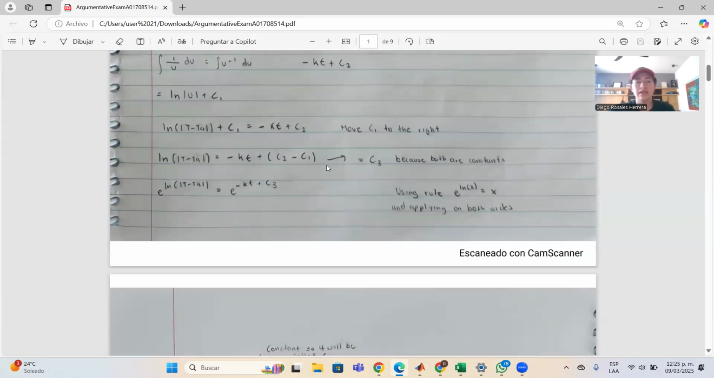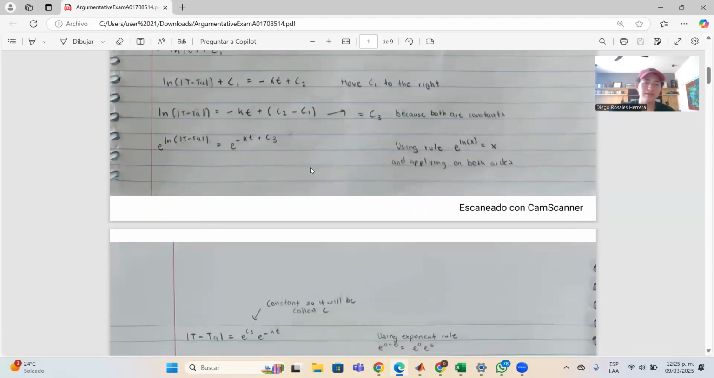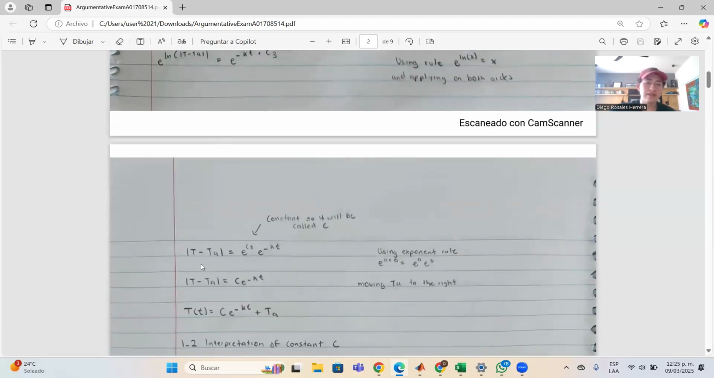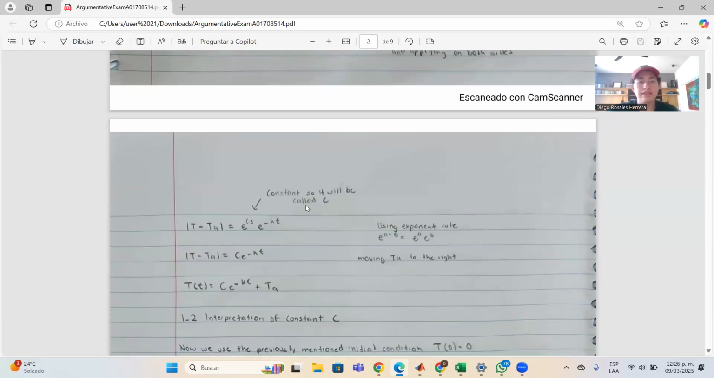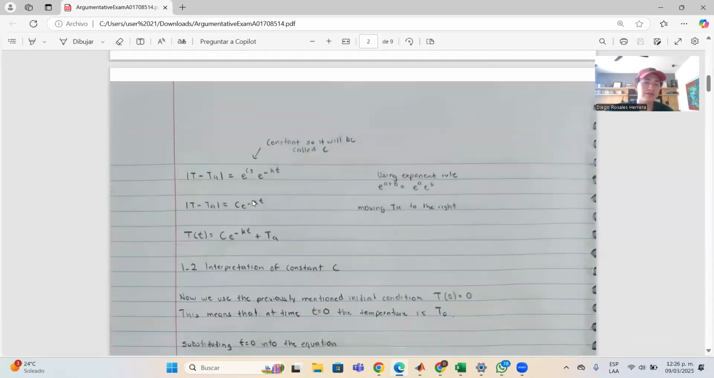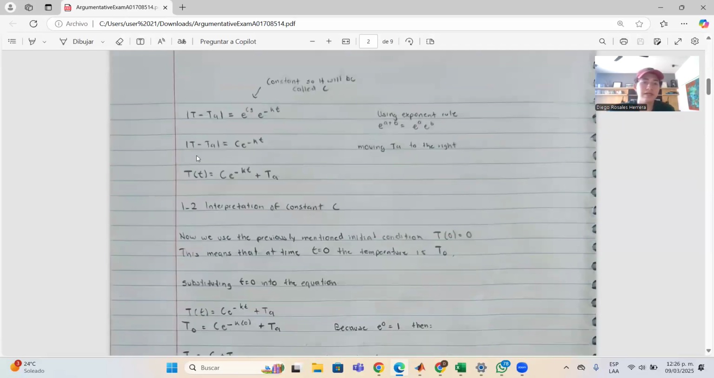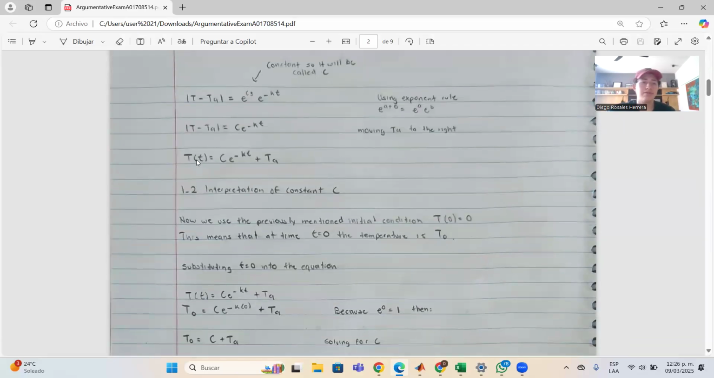Because we're looking for T, I'm going to use the rule e to the power of natural logarithm of x equals x in order to isolate it. Applying this rule to both sides, I get T minus Ta equals this term. Because it was an addition, I changed it to a multiplication using the exponent rule: e to the power of a plus b equals e to the power of a times e to the power of b. I divide these terms, and this is also a constant, so I call it c. As the last step, I move Ta to the right and get temperature as a function of time equals c e to the power of minus kt plus Ta.